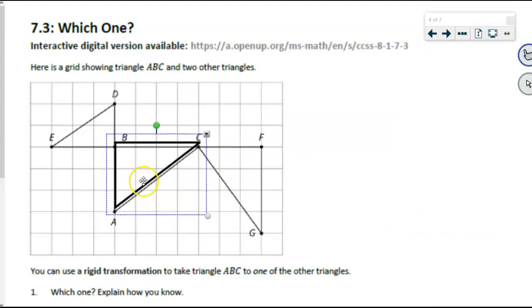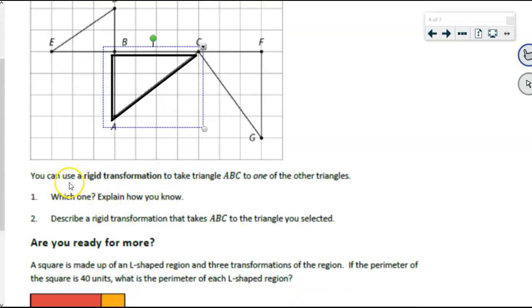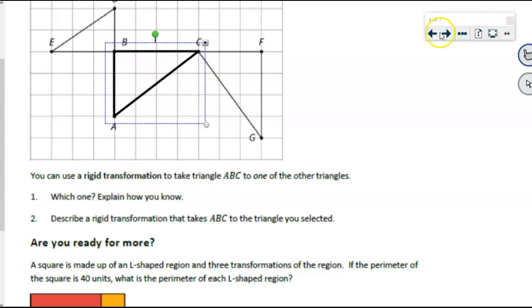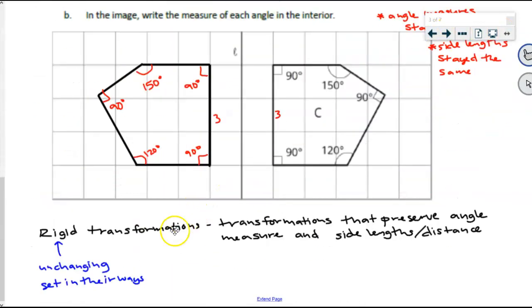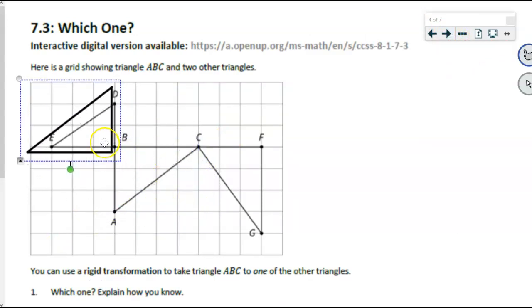All right, and what we're saying is these other triangles, you can use a rigid transformation to take triangle ABC to one of the other triangles. So remember what a rigid transformation is. Something that preserves angle measure and side lengths. So let's take a look and see. I can maybe rotate this around and I can slide it.